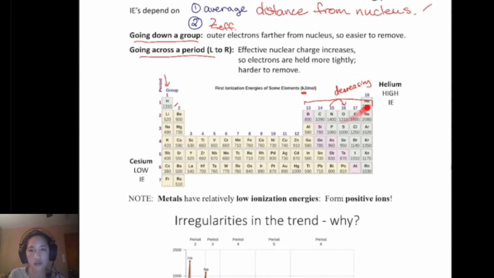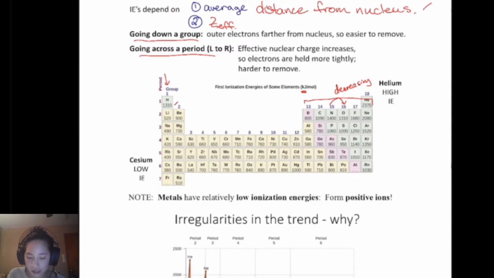But let's talk again about why, going from nitrogen to oxygen, there is a decrease. And you actually also see the decrease here. So if we go from phosphorus to sulfur, you also see a small decrease.